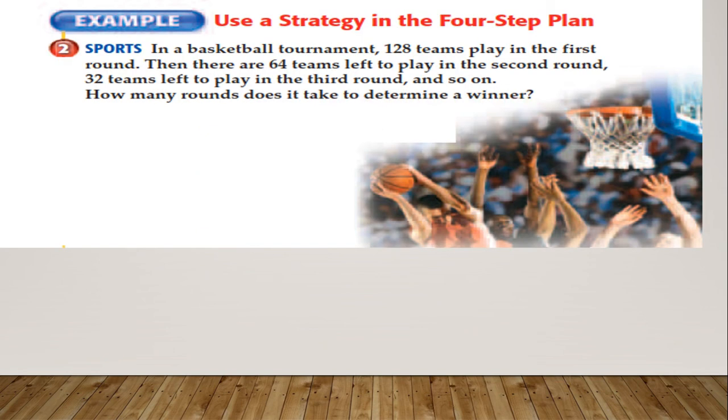Great, my dear. Now let's see the second example. Okay, here it's the same. He wants you to use a strategy in the 4-step plan. He tells you that in a basketball tournament 128 teams play in the first round. Then there are 64 teams left to play in the second round, 32 teams left to play in the third round, and so on. How many rounds does it take to determine a winner?